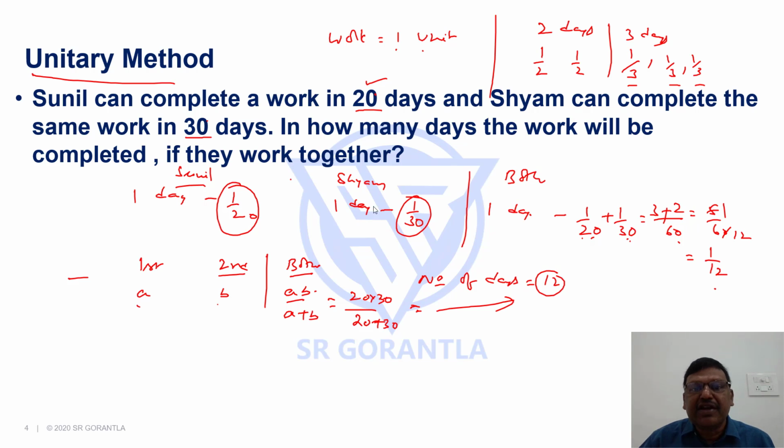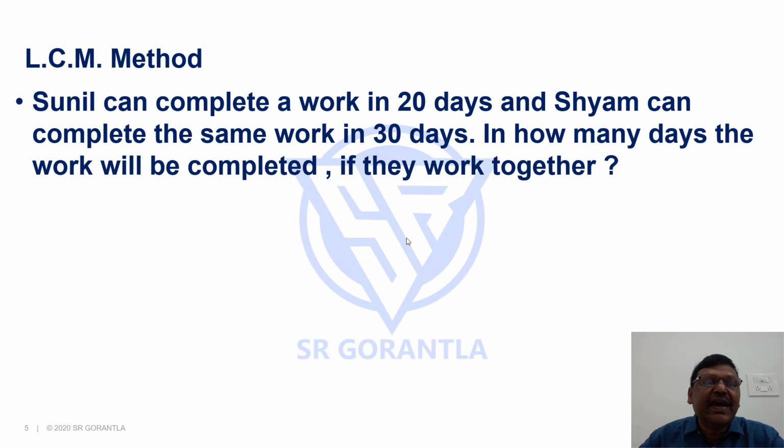This is the unitary method. We are assuming the work to be 1 unit. But when you take a work as 1 unit, you get fractions here. To avoid fractions, we try to use the LCM approach. In the LCM approach, we take the work as a number which is divisible by the given numbers. We take the LCM of the given number of days, 20 and 30.